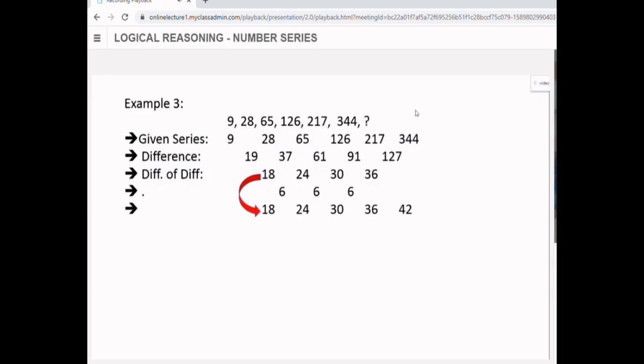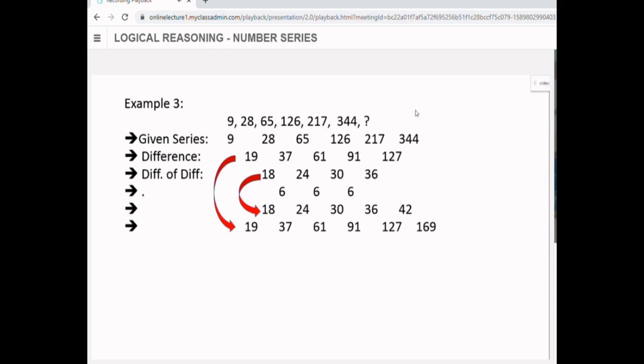Now from that, so that's the same. 18, 24, 30, 36. The extra number I got is 42. How did I get 42? 36 plus the difference of 6. That makes it 42. Then here, next, I'll go one line up from there.